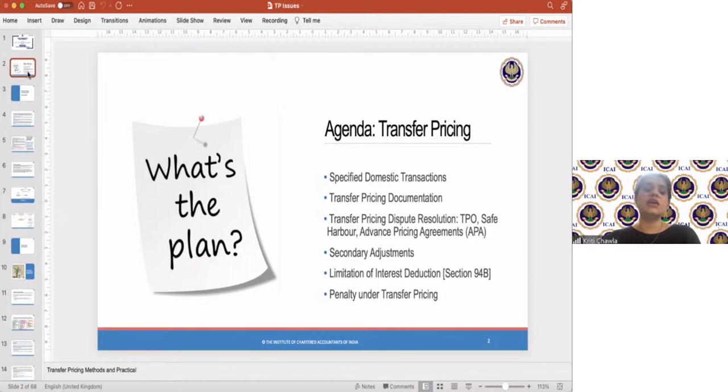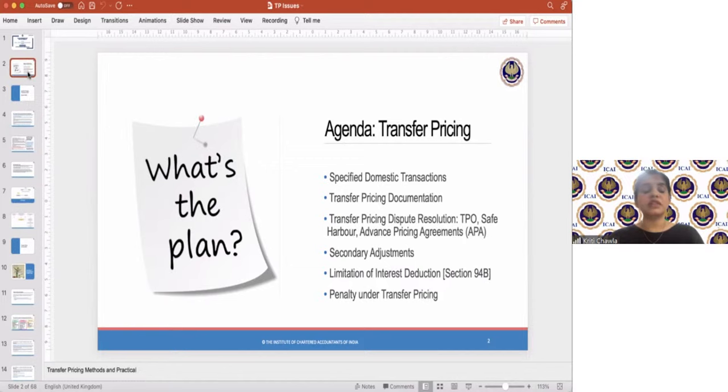Then there is a separate topic which is called secondary adjustment. Primary and secondary adjustment, we'll be discussing this. And then we have some specific topics, which are limitation of interest deduction. The deduction which is available on interest under Section 94B is actually limited to 30% of something, and I'm going to talk about what exactly it is limited to. So we'll discuss a separate topic on this. And finally, we will be discussing the penalties under transfer pricing.